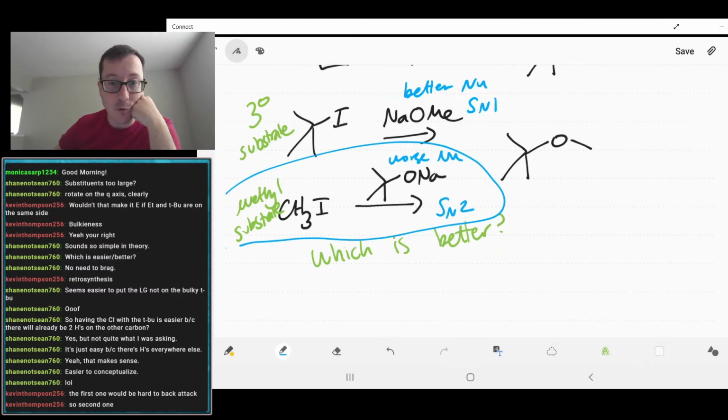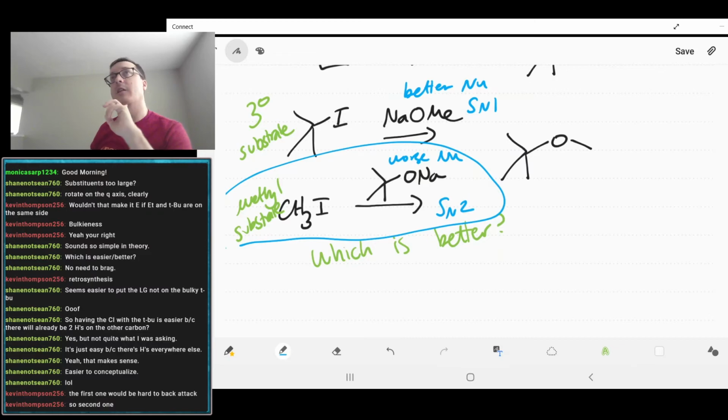We're not going to end up worrying about elimination, because with a methyl substrate, there's no beta hydrogens. There's only one carbon. So no elimination is possible here. The first one, if we try to do it SN1, it probably would work. It would be okay, but we run the risk of also eliminating. So we would end up with multiple products.